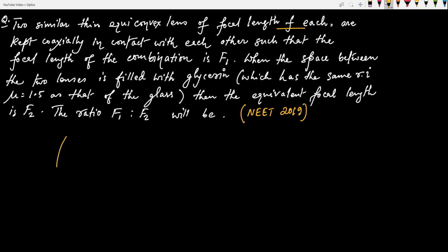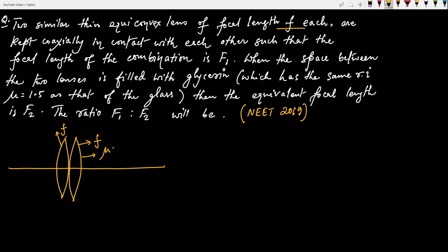Basically what it's trying to say is that these are two equiconvex, or we can say biconvex lenses. Equiconvex means r1 is equal to r2. So this has focal length f and this also has focal length f, and the refractive index of these two lenses is given to be 1.5. And it says the combined focal length fe for these combined lenses is given to be f1.